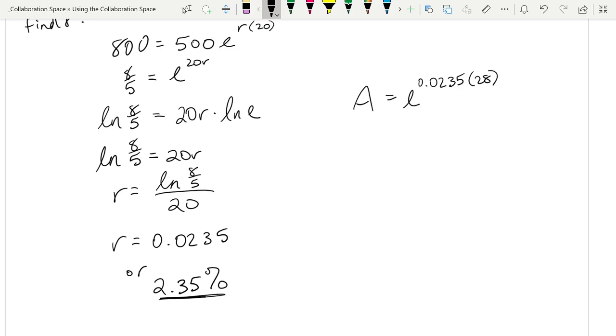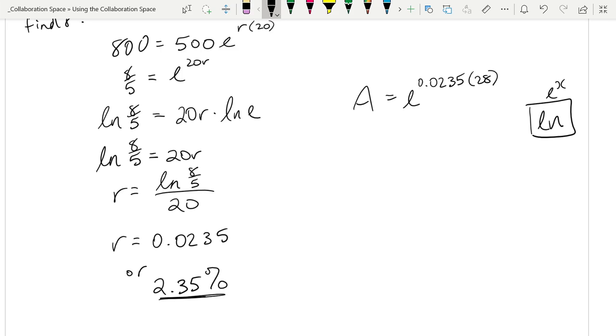Now here's where you have to use that e to the x button. This is a button on your calculator, right? So I'm going to type this in, now I'm going to use this crappy old calculator here. I'm going to put 0.0235 times 28, hit equals, get an answer, and then second function e to the x. And that didn't work. I don't know why it didn't. Hold on, let me try that again. 0.0235 times 28 equals, second function exponent, equals. I don't know why that didn't work.